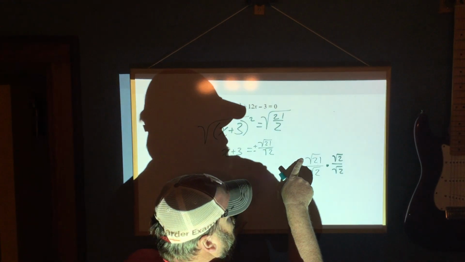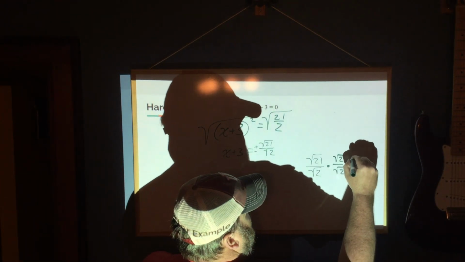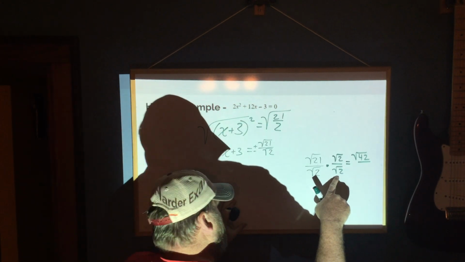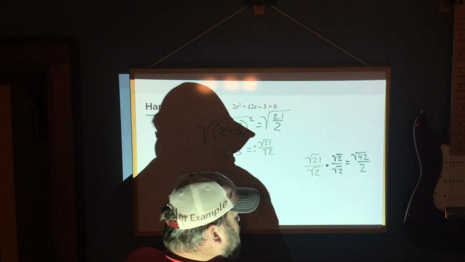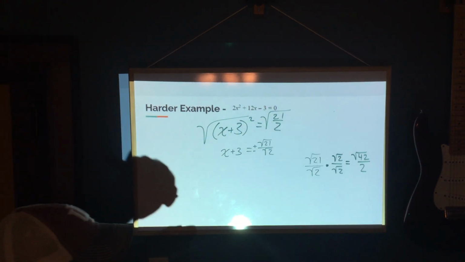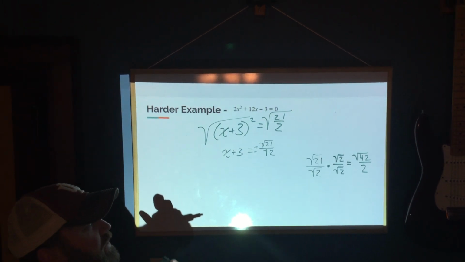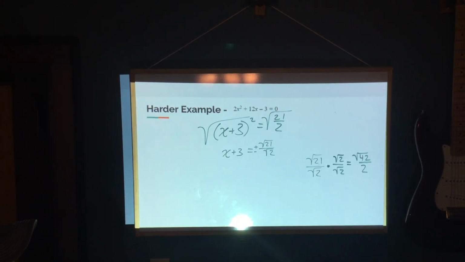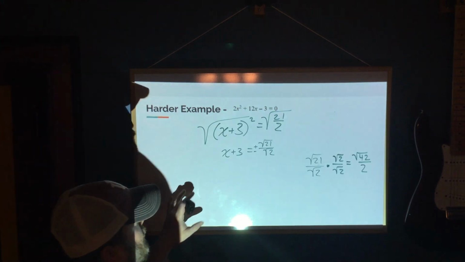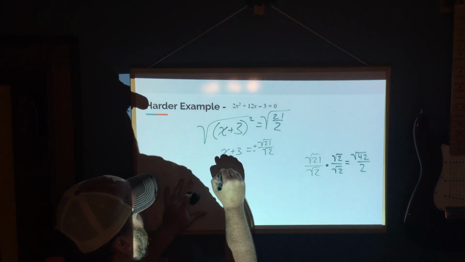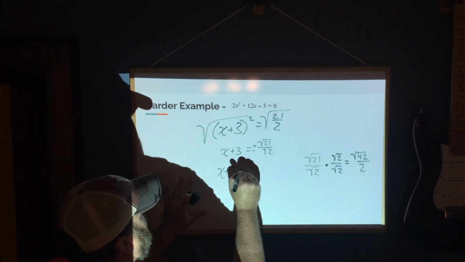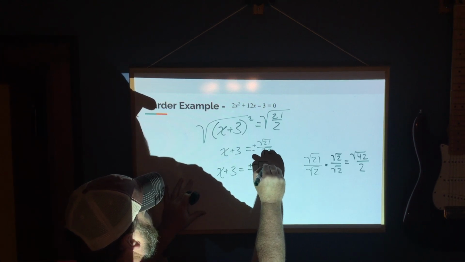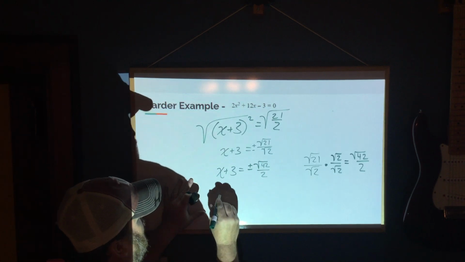So the square root of 21 times the square root of 2, that's the square root of 42. And then the square root of 2 times the square root of 2 is 2. Now the square root of 42, that's 21 times 2, so that does not have any factors that are perfect squares. So we have x plus 3 equals plus or minus the square root of 42 over 2.